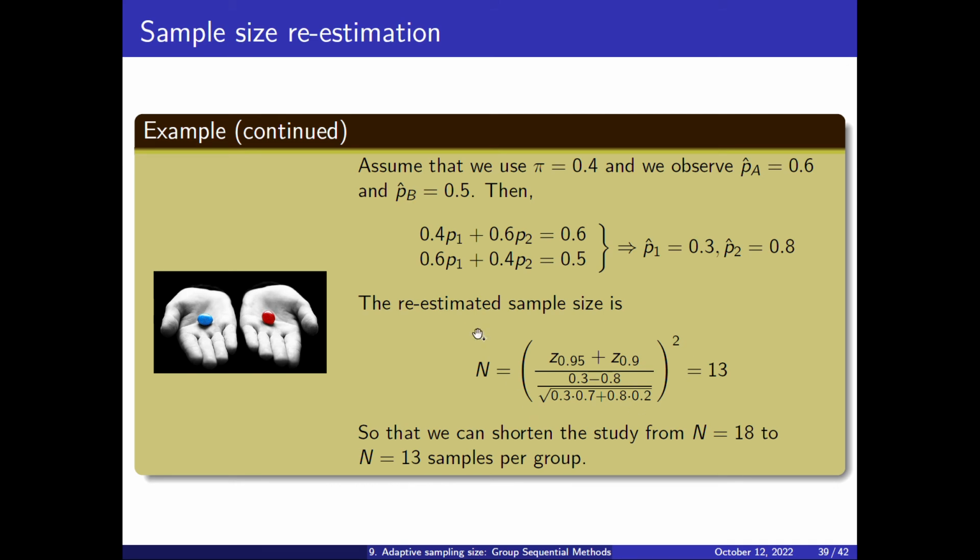And so for instance, let's say that pi is equal to 0.4, and we observe a proportion of respondents in stratum A of 0.6 and in stratum B of 0.5, then these are our estimates of P1 and P2, and the re-estimated sample size will be this one. So instead of 18, we can go down to 13.